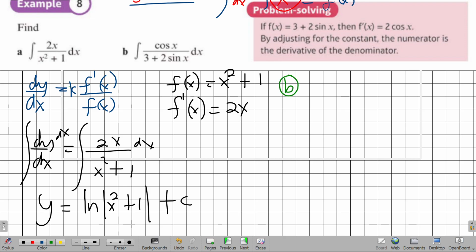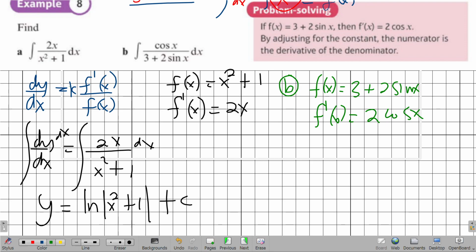Next will be b. So we look at b, it's again another quotient, but what we need to establish is, is it a quotient of f prime of x over f of x? If we look at the denominator, by now with more practice, you can do this without writing all these things that I'm writing here. This is it. If you differentiate this, you get 2 cos x.